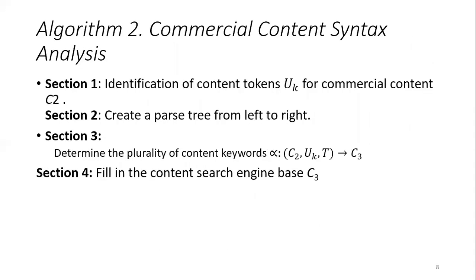Algorithm 2 is an auxiliary algorithm allowing us to provide syntax analysis. It includes the identification of content tokens, and based on this, creates a parse tree from textual content C2, and based on this information provides the set of keywords C3. This set of keywords is filled into the content search engine base in the database.